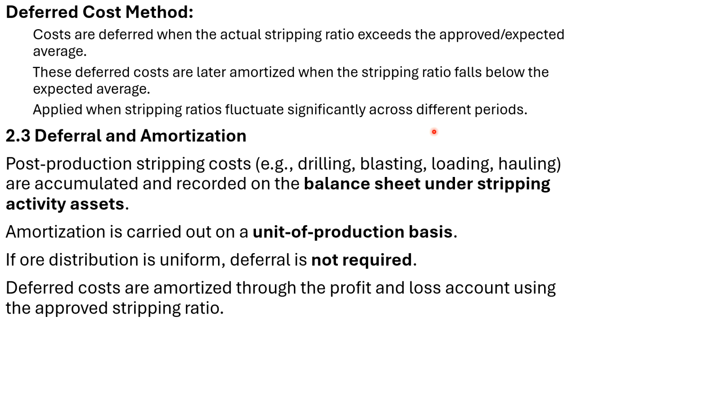Deferral and amortization. Post-production stripping costs like drilling, blasting, loading, hauling are accumulated and recorded in the balance sheet under stripping activity assets. Amortization is carried out on a unit of production basis. If ore distribution is uniform, deferral is not required. Deferred costs are amortized through the profit and loss account using the approved stripping ratio.